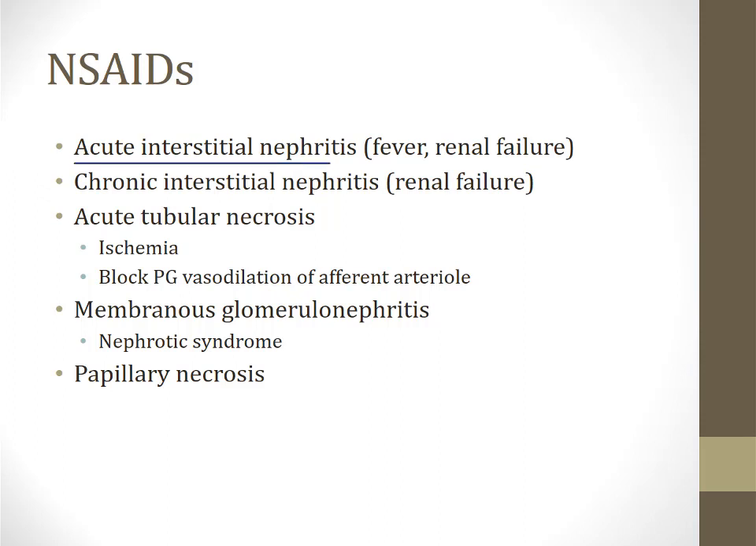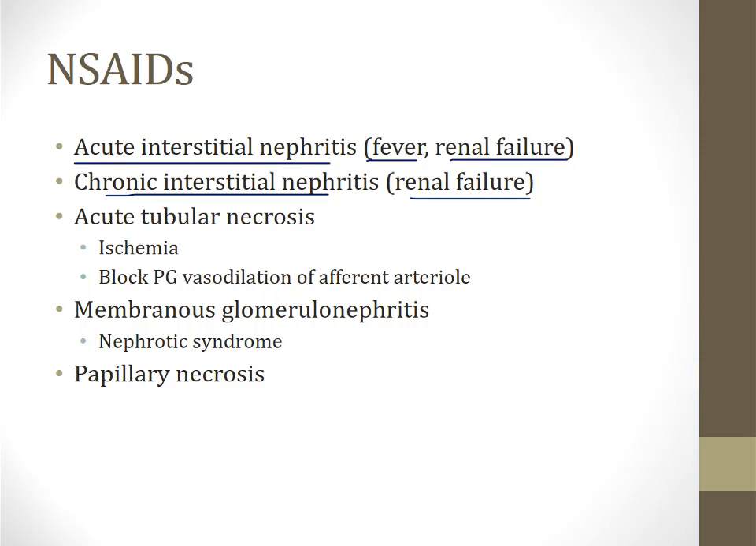This is an acute allergic reaction to the drug, so it will present with fever, potentially a rash, and evidence of renal failure. NSAIDs can also cause chronic interstitial nephritis, so these patients will not have fever or rash or anything like that. They will simply have renal failure. They're usually asymptomatic, and this is usually picked up on incidental blood work, and what's going on is a chronic inflammation in the kidneys related to NSAIDs.